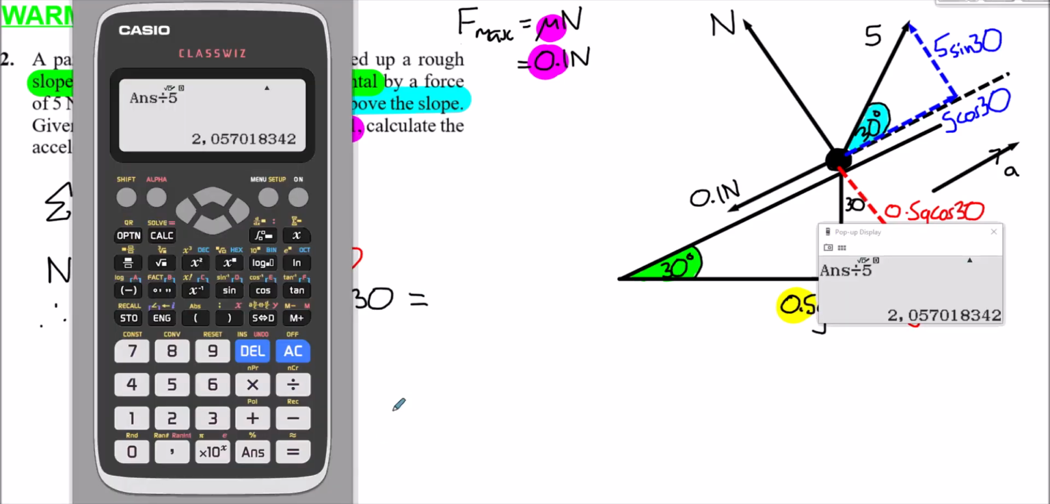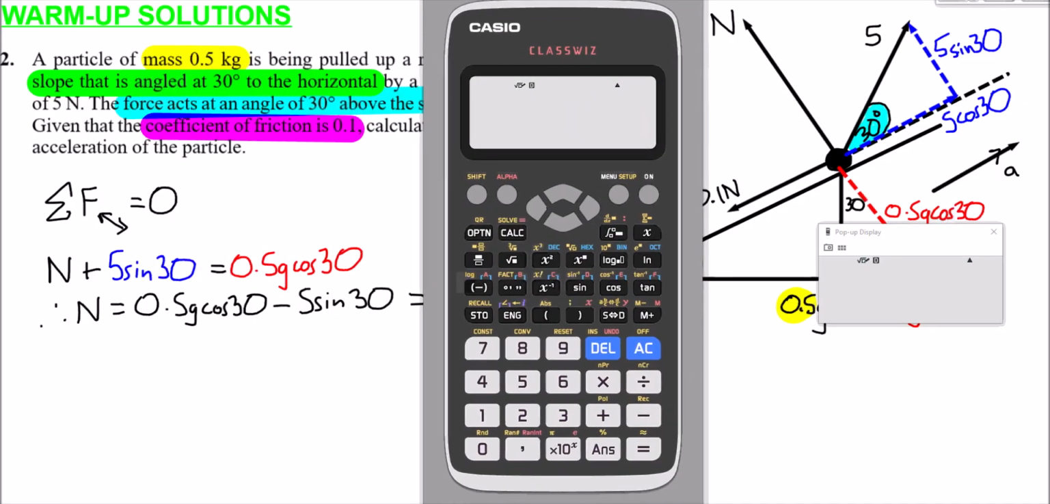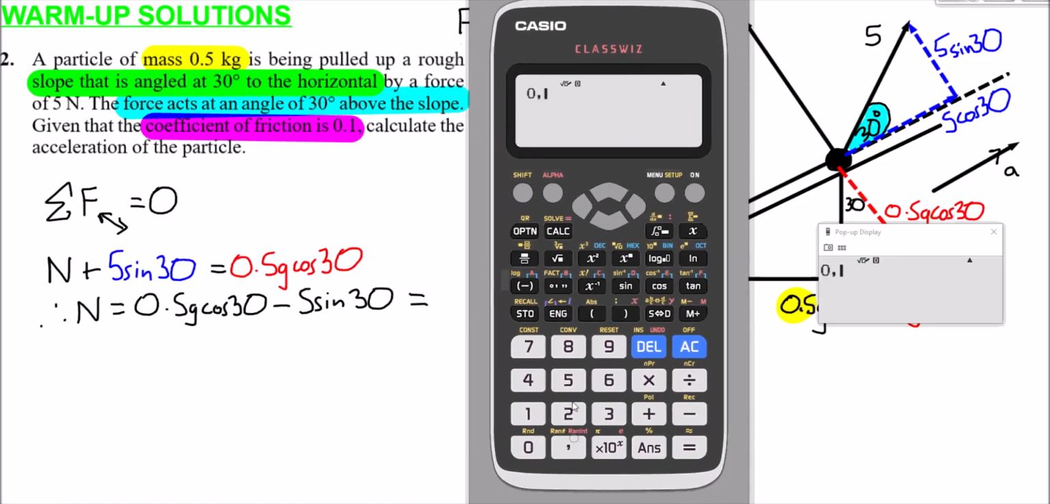So let's see what this gives us as an intermediate step, because we won't be done yet. So 0.5 times g, which is 9.8, multiplied by cosine 30, minus 5 times sine 30. That gives us approximately 1.743 newtons.